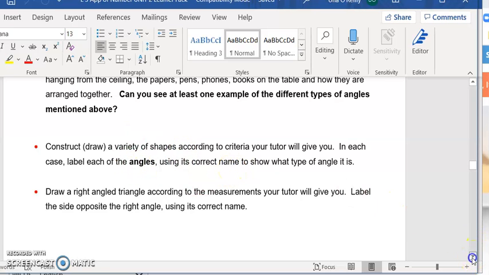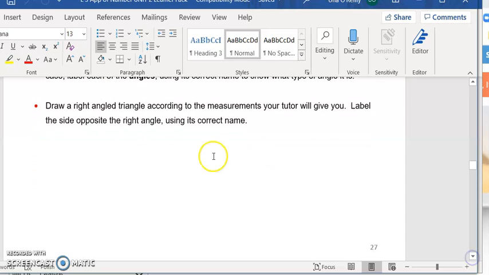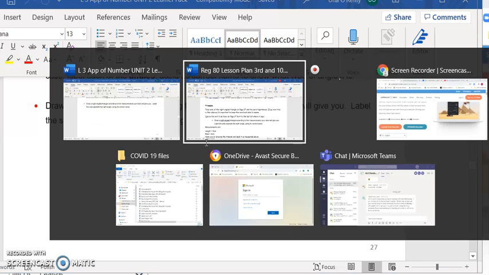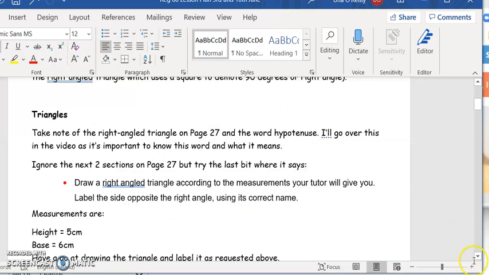So I'm not going to do that one. But I do want you to do this one. Draw a right angle triangle according to the measurements that I'll give you. Label the side opposite the right angle using its correct name. We've just done that, so you should remember that. And the measurements that I'm going to give you are here, okay?